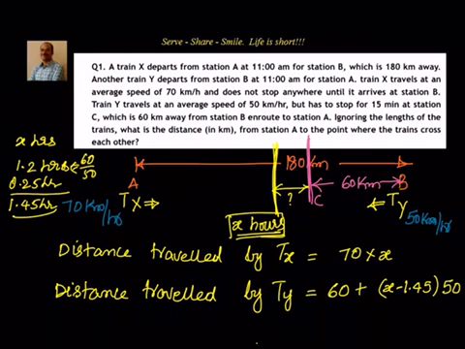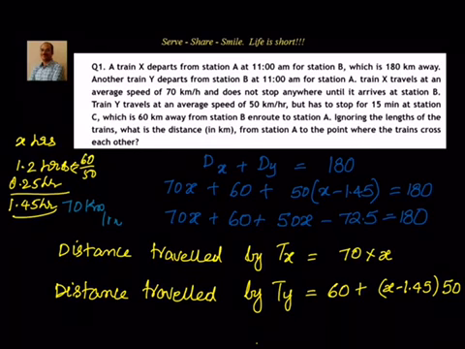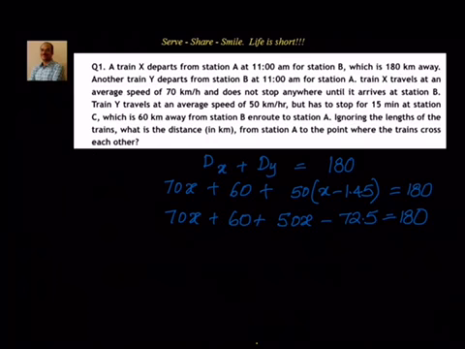So let's do that. We know that distance traveled by X is 70 into x and distance traveled by Y is 60 plus x minus 1.45 into 50. Now these two should add up to 180 kilometers. So we have distance traveled by X plus distance traveled by Y equal to 180. We try to simplify that. We get 120x equal to 192.5.